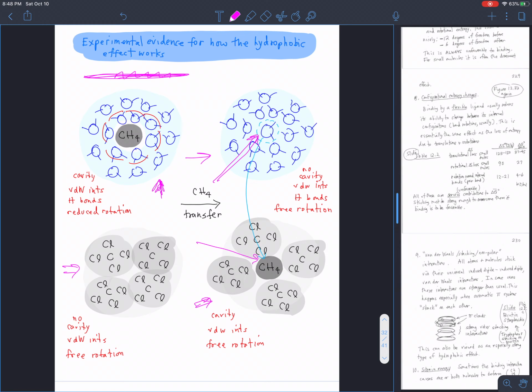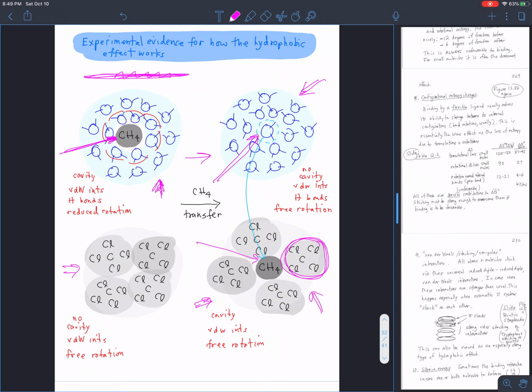The other thing that happened, and of course, in the carbon tetrachloride case down here, the carbon tetrachlorides don't change their rotational entropy when the methane gets introduced. There's no hydrogen bonds in carbon tetrachloride. This guy has just as much rotational freedom after putting the methane in as he had before, whereas the water molecules up here gained a bunch of rotational freedom because they don't have this interface with the hydrophobic surface anymore.